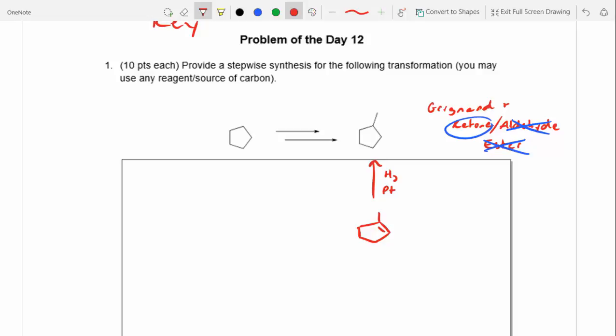Oftentimes, if you're kind of stuck going backwards, you can go forwards a little bit too. So let's look at our cyclopentane. It's completely unfunctionalized. What's the best way to functionalize an alkane? Radical bromination. So we'll do Br2, we'll do UV. All right. Now we're getting somewhere. The problem is, how do we get from a haloalkane to a ketone? We might have to do a few intermediate steps though.